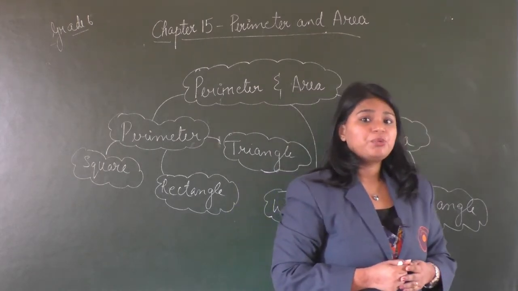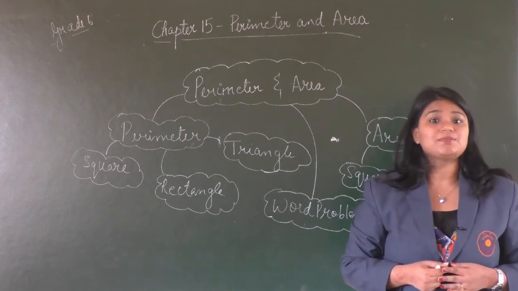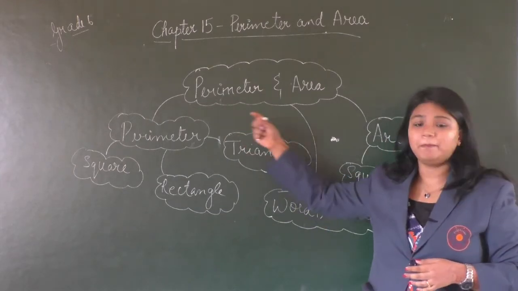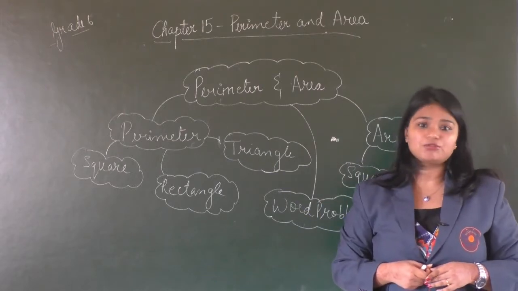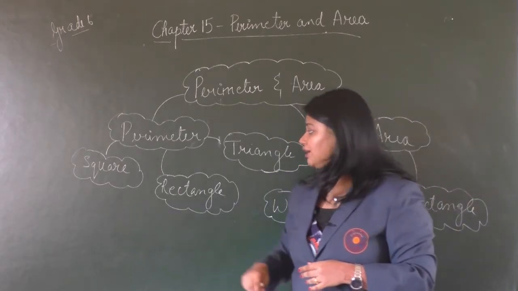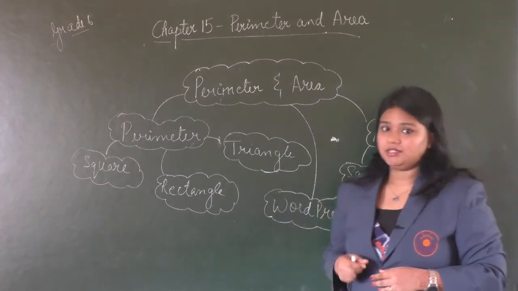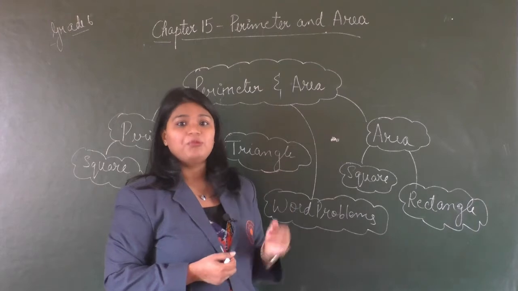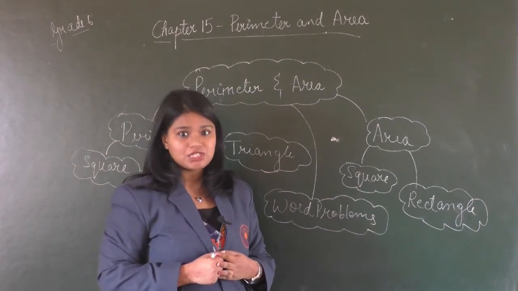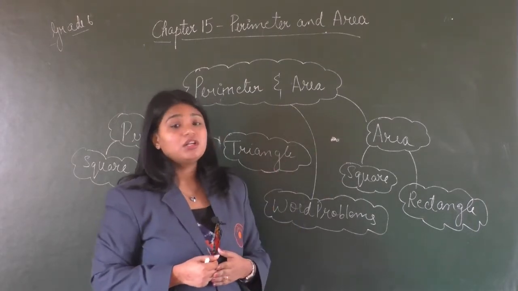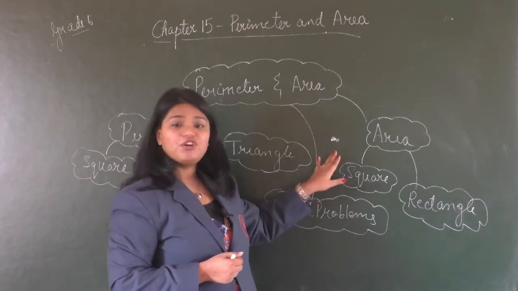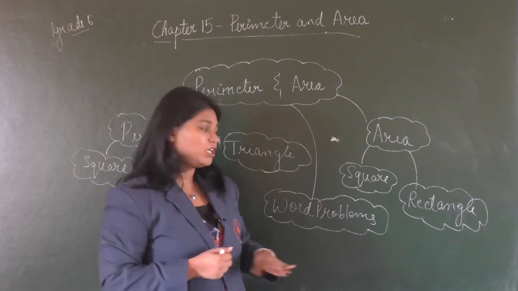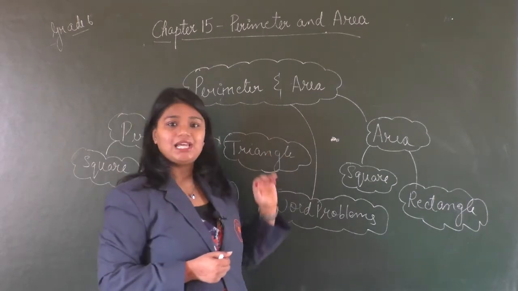So in today's video we will learn about chapter 15, that is perimeter and area. We will start by learning the meaning of the term perimeter and then we will learn how to calculate the perimeter of square, rectangle and triangle. Then we will move on to the second part of the chapter, that is area. We will first understand the meaning of the term area and then we will learn how to calculate the area of a square and rectangle. At the end we will solve few word problems based on perimeter and area.